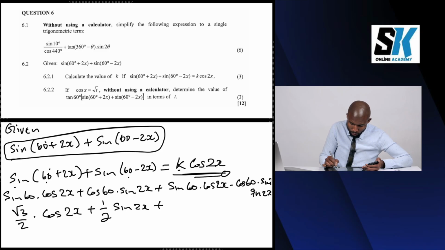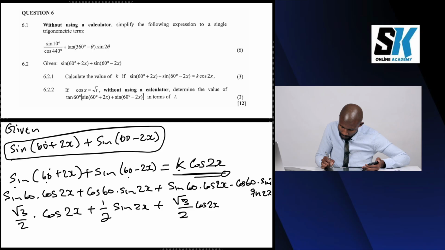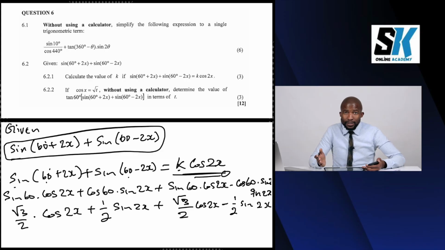is going to be root 3 over 2 times cos 2x as well, minus, so cos 60, we said cos 60 is a half, so it's half sine 2x. So now we have a case of like terms.